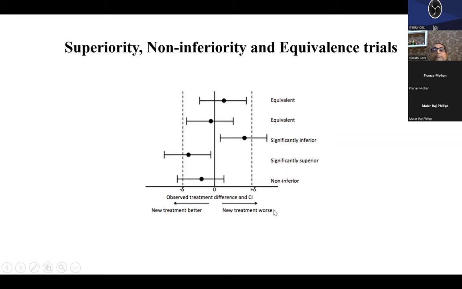And new treatment worse. On the right hand side is new treatment worse. On the left hand side is new treatment better. And you will see that the lower bound of the new treatment worse is not crossing zero, which means that new treatment is indeed worse. In the fourth example, once again a superiority trial, you will find that the lower bound of the confidence interval is on the other side of zero, which shows new treatment is better. So therefore, this is significantly superior.